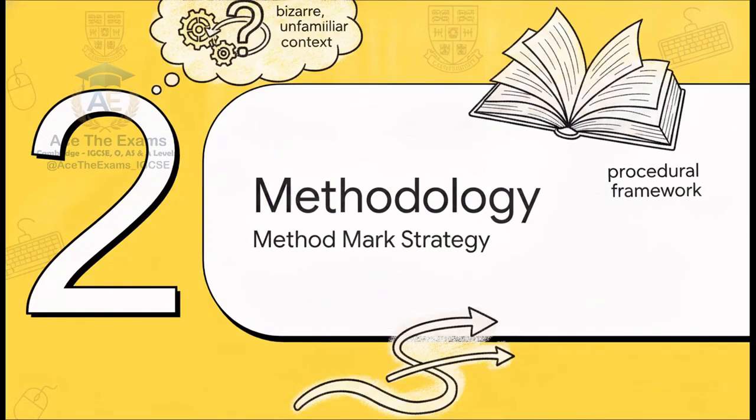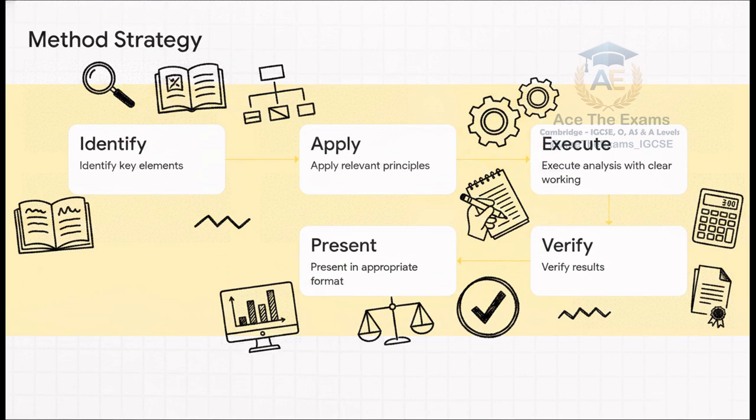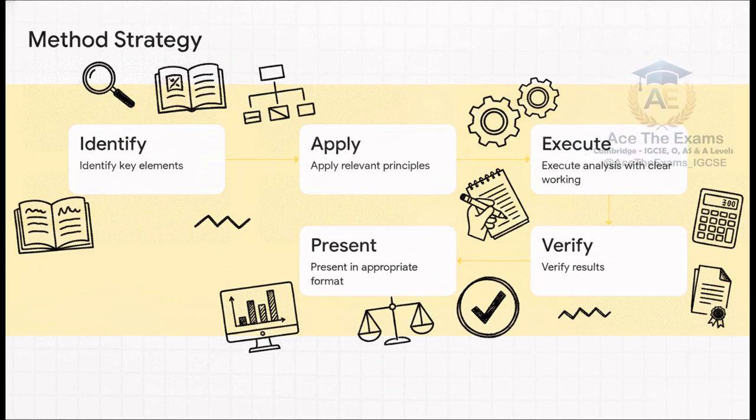Section 2. The examiner's method strategy. Now that we've cleared up that core conceptual misunderstanding, we need a solid procedural framework. This is exactly what rescues you when you're faced with some bizarre, totally unfamiliar exam context that you've literally never seen in a past paper. We call this the method mark strategy. See, Cambridge actually awards marks for your systematic processing, not just magically arriving at the final answer.